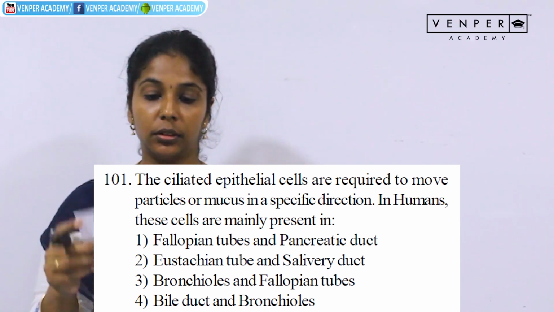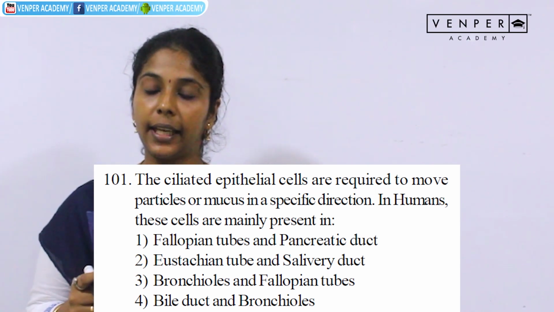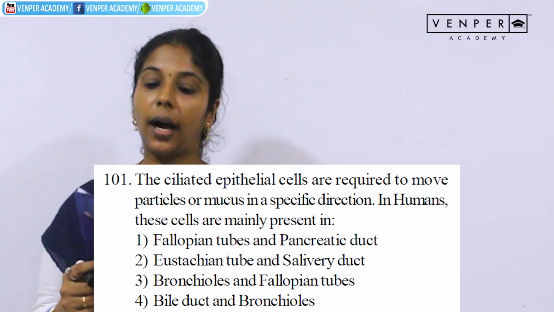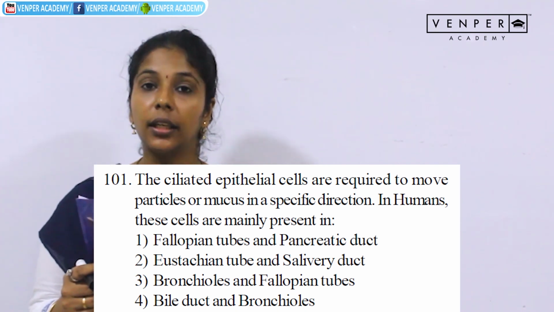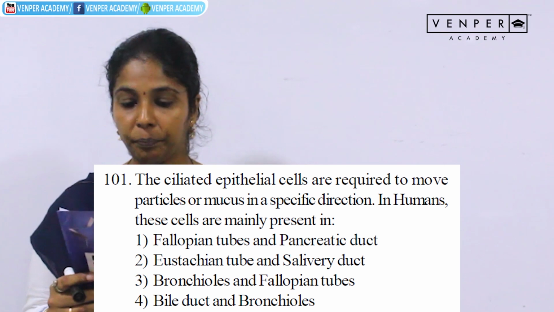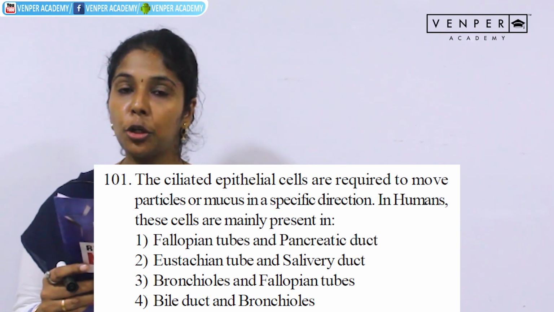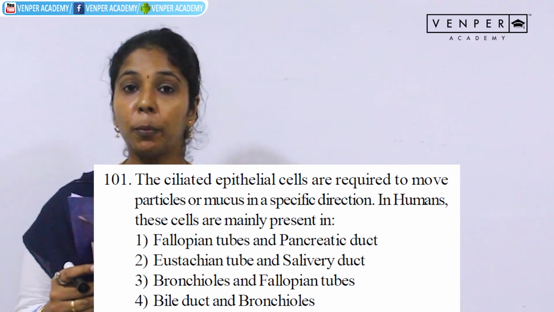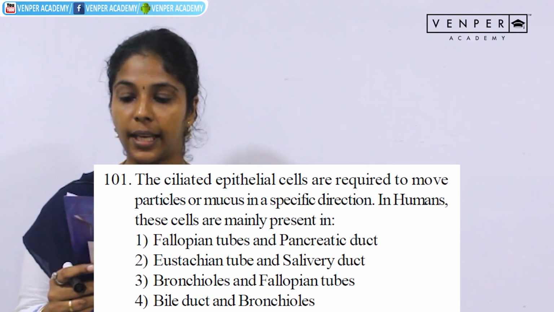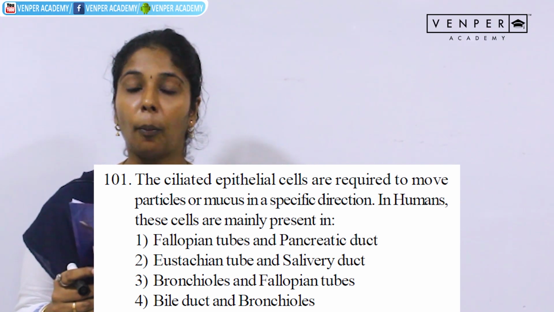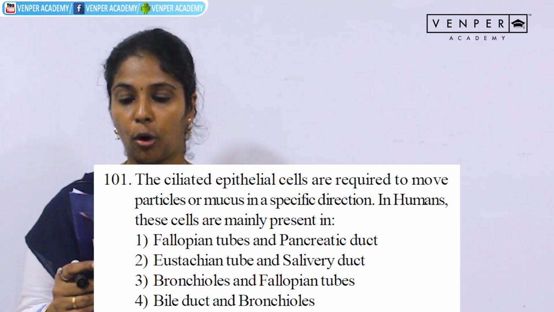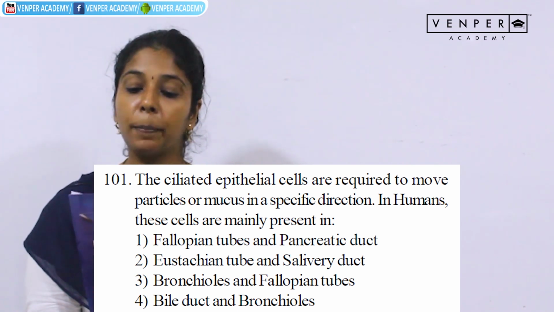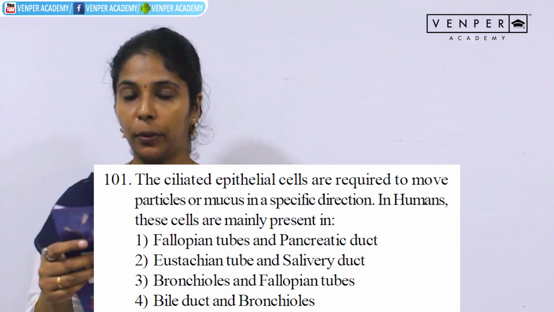Question number 101. The ciliated epithelial cells are required to move particles or mucus in a specific direction. In humans, these cells are mainly present in option 1, fallopian tubes and pancreatic duct. Option 2, eustachian tube and salivary duct. Option 3, bronchioles and fallopian tubes. Option 4, bile duct and bronchioles. The correct answer is option 3, bronchioles and fallopian tubes.